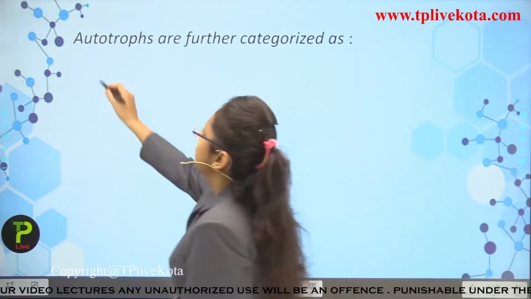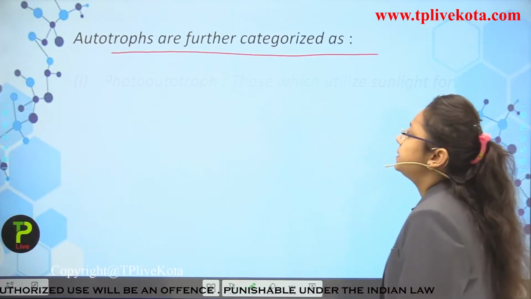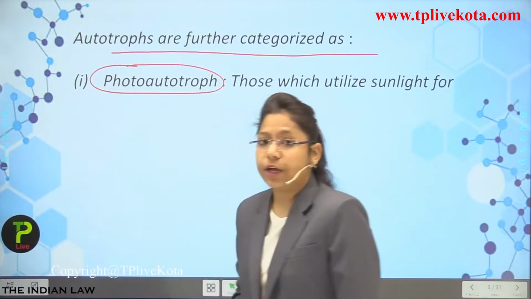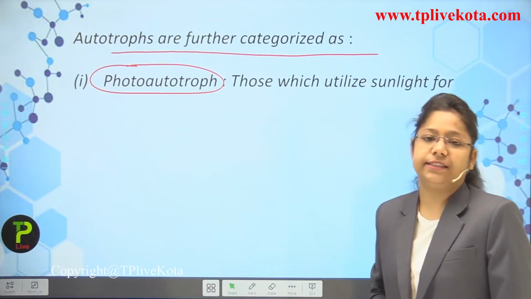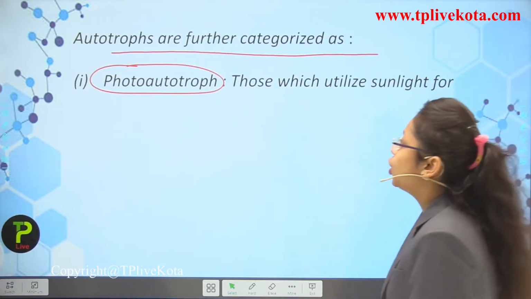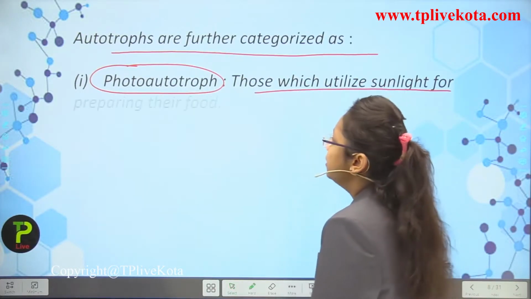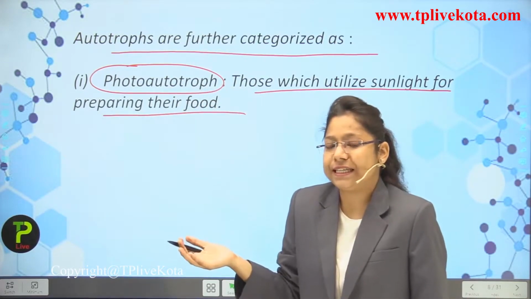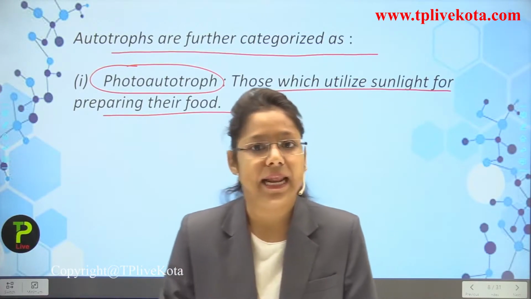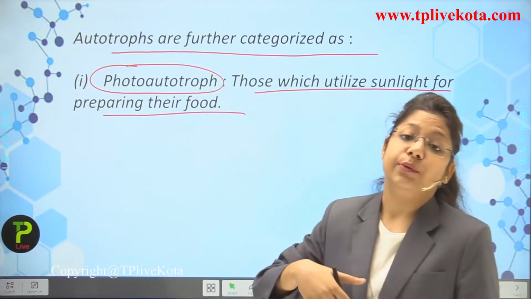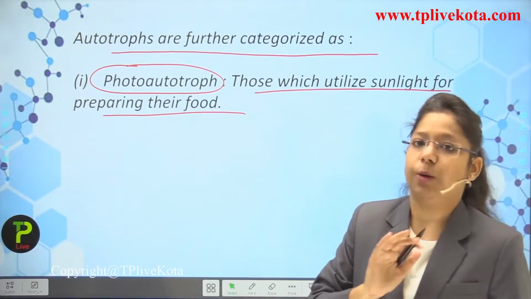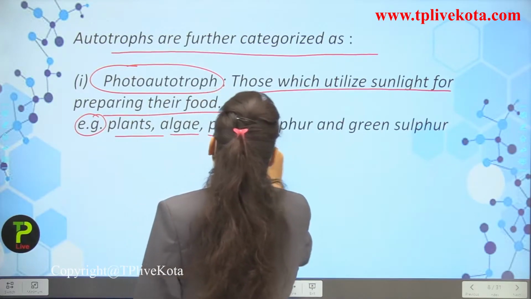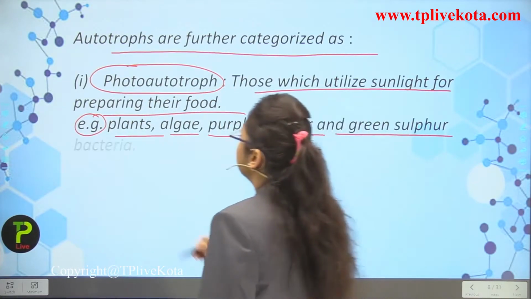Now the next point, autotrophs are further categorized. So first I am going to tell you about the photoautotrophs. Now what is meant by photo? It is depending upon light energy. So those which utilize sunlight for preparing their food. The plants, obviously, utilize what? Sunlight for preparing their food. So they are counted in the photoautotrophs. Next, examples are plants, algae, and purple sulphur and green sulphur bacteria.